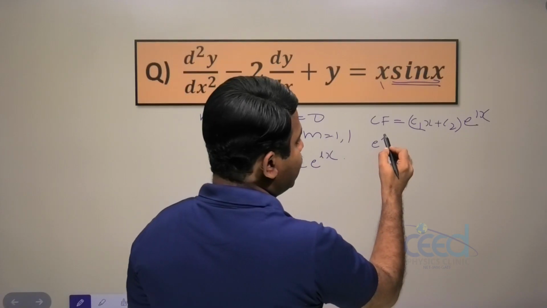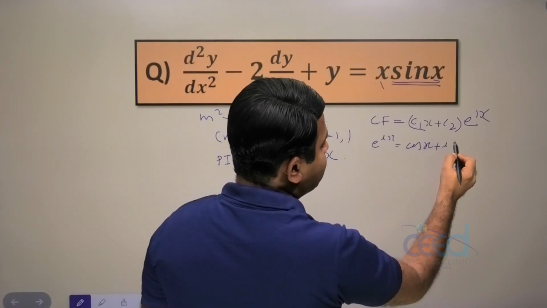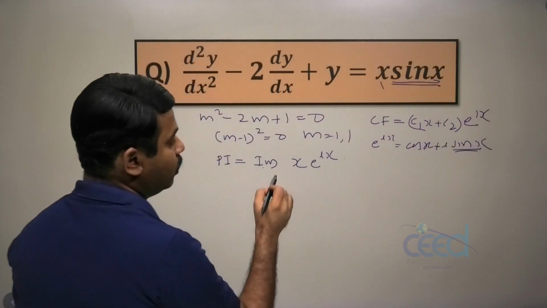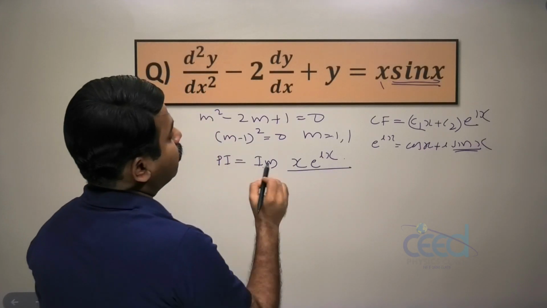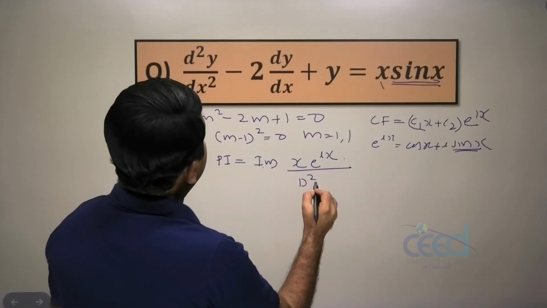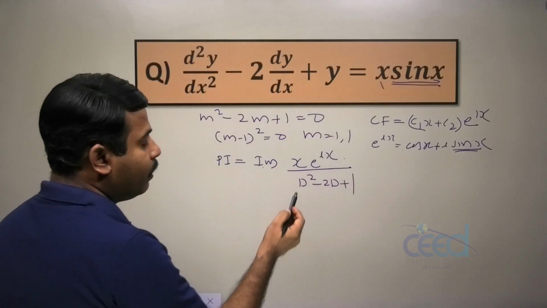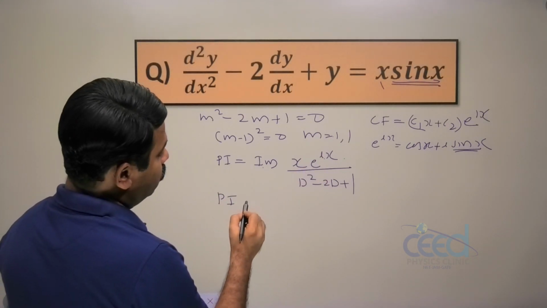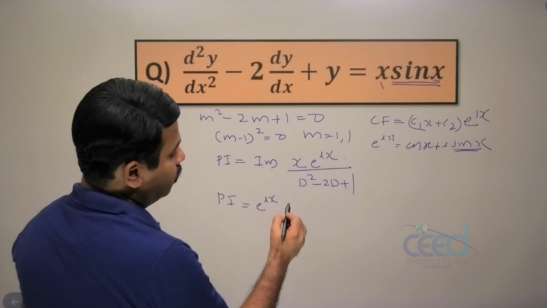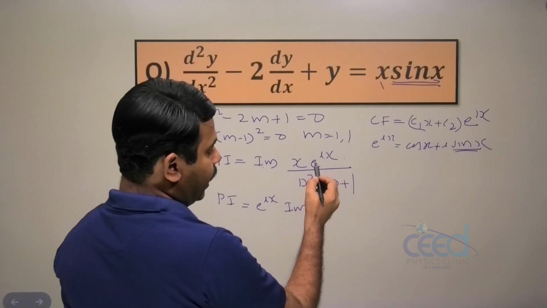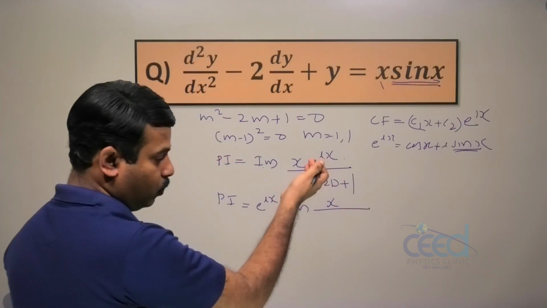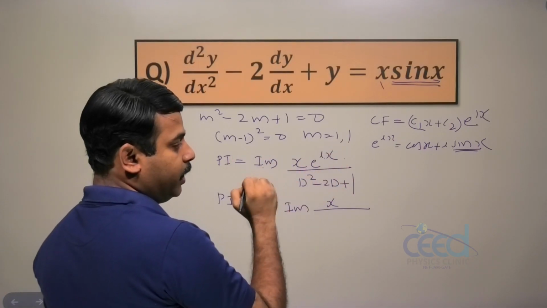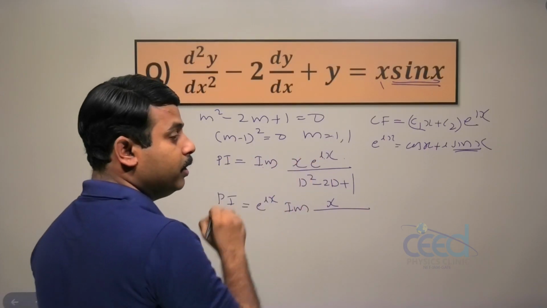Why? Because e raised to ix is equal to cos x plus i sin x, and its imaginary part is sin x only. Understood? Then the operator is d square minus 2d plus 1. Now I take e raised to ix out. The particular integral is e raised to ix times the imaginary part of the rest. Once e raised to ax comes out, you add a; like that, when e raised to ix comes out, you have to add i.